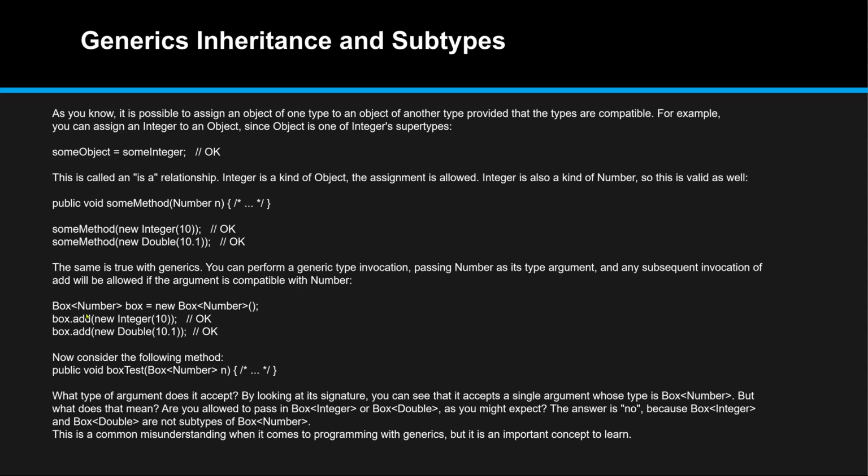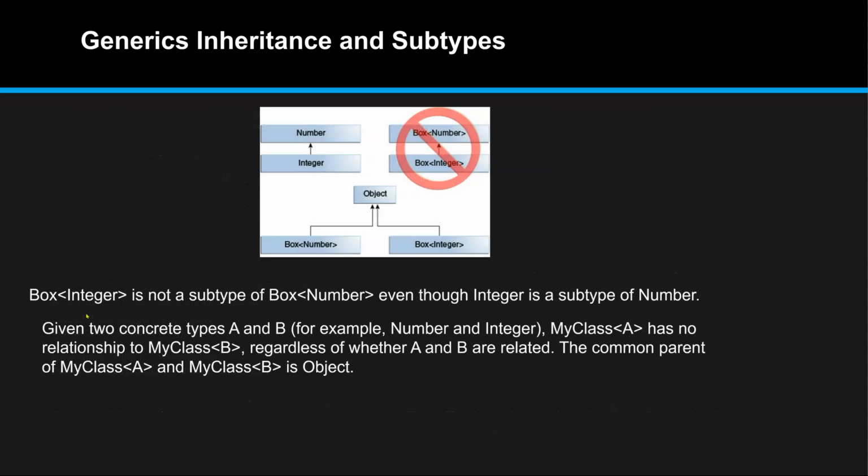By looking at the signature, you can see it accepts a single argument whose type is Box<Number>. But what does that mean? Are you allowed to pass an Integer or Double? The answer is no, because Box<Integer> and Box<Double> are not subtypes of Box<Number>. They have to be subtypes. Okay. So Number is a supertype of Integer, it's okay. But Box<Number> isn't a supertype of Box<Integer>. So you can pass it a subtype of Number, but not a subtype of an instantiated version.